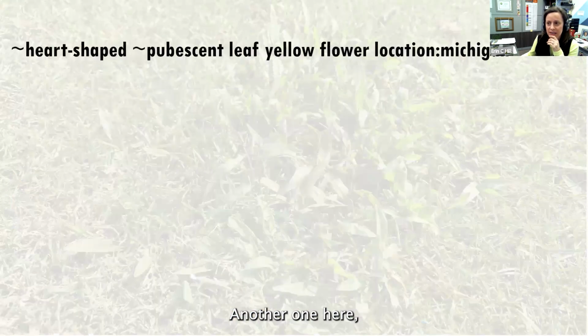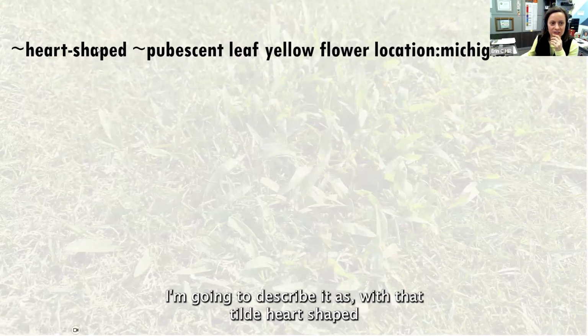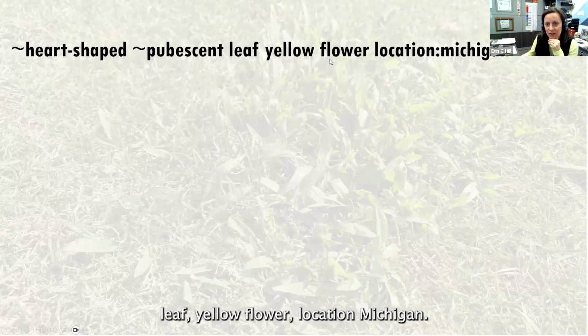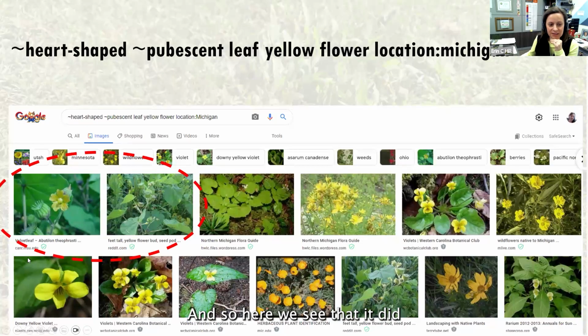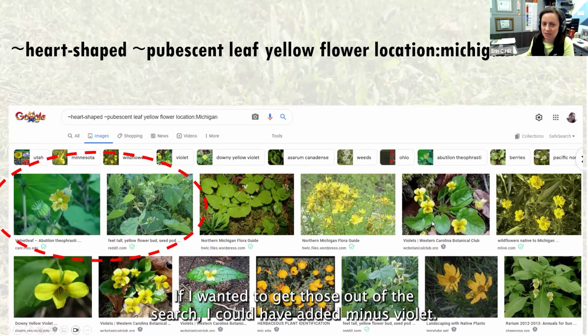Another one here, thinking about one of my favorite ag weeds, is velvet leaf. I'm going to describe it with that tilde, heart shaped, because another word for that could be cordate. Pubescent leaf, yellow flower, location Michigan. And here we see that it did bring up velvet leaf, the plant that I had in mind, but it brought up a lot of other things too. A couple of these are violets. If I wanted to get those out of the search, I could have added minus violet.